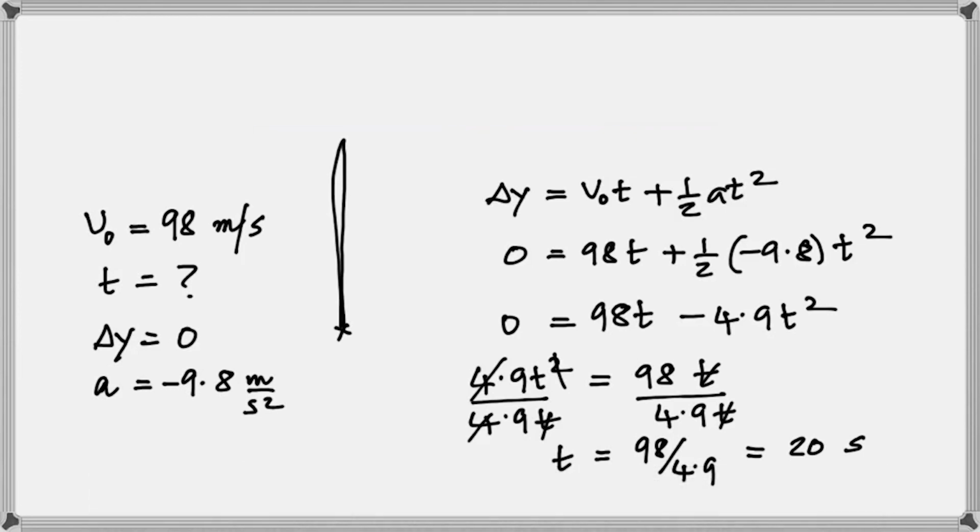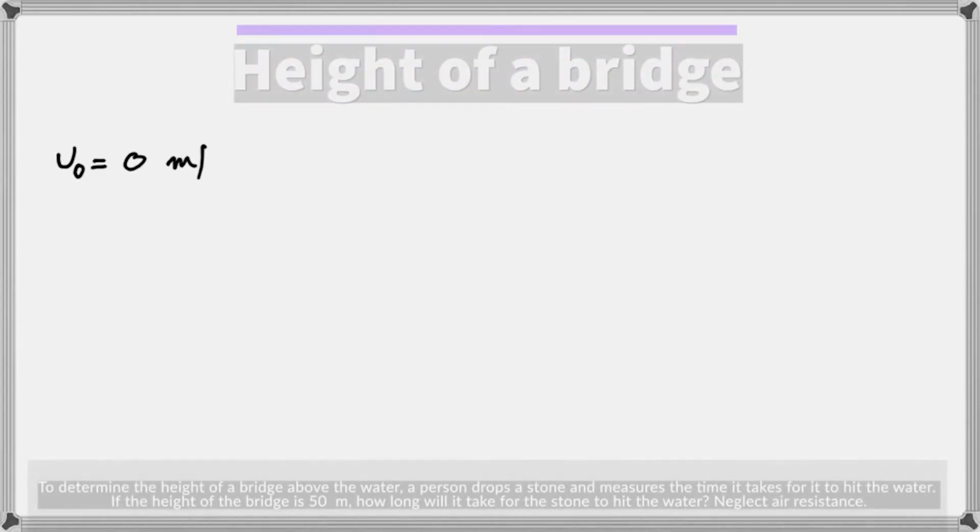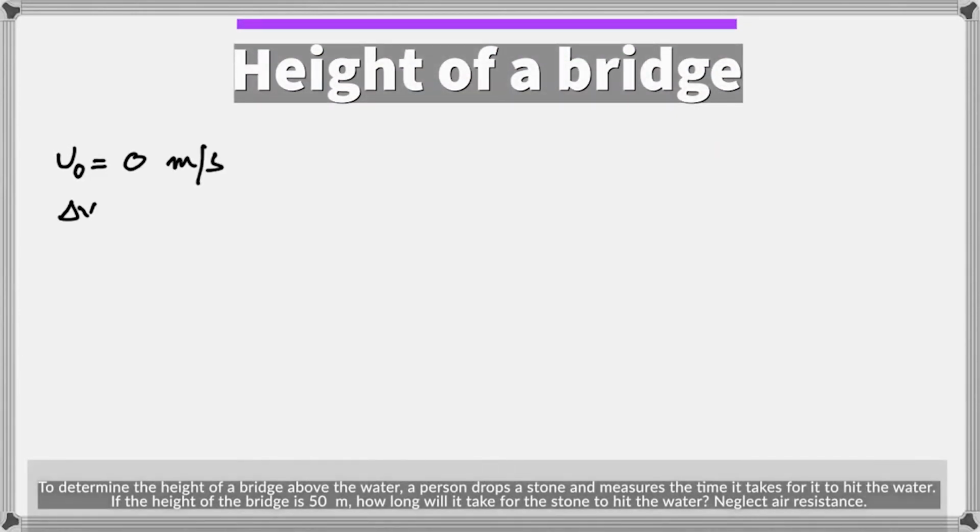I mean, that's a long time because we threw it up at a great velocity of 98 meters per second, so it went way up and came back down. All right. So here is the last question for the day. So we have the initial velocity as 0 meters per second because it simply dropped. The displacement is negative 50 meters. Why negative 50? Because it's going down. And the acceleration is, for the 100th time, negative 9.8 meters per second squared. And we are asked to find the time.